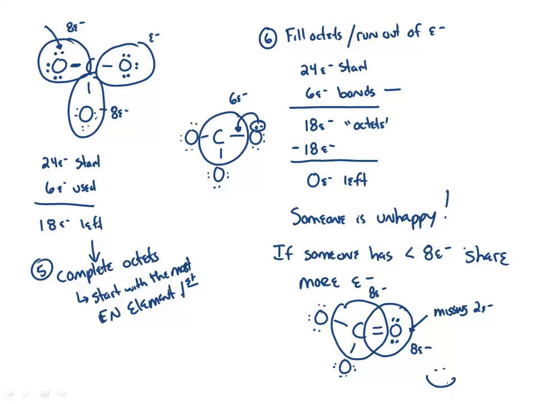So the idea is if you run out of electrons, start sharing more electrons. Now there are some rules for sharing. We try to make it symmetrical, meaning if more than one person has to share electrons, you don't take them all from the same person. You take, or the same element, you take it from multiple ones. So that's the general steps for drawing Lewis structures.